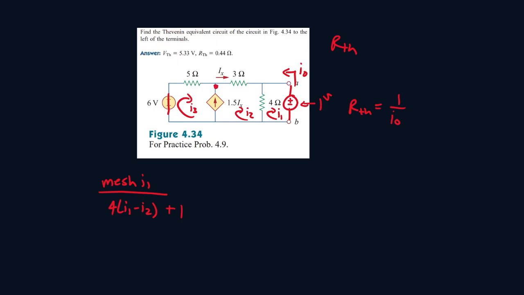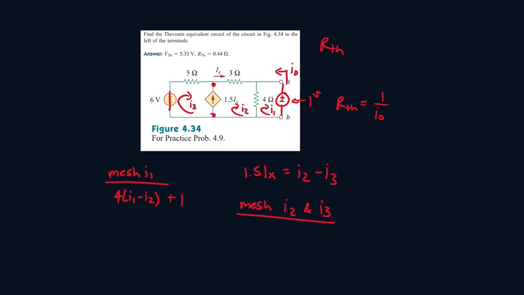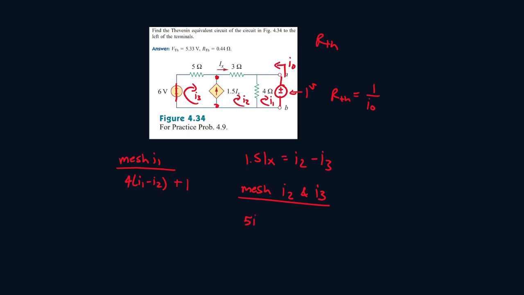We see that this source is between two reference nodes. So we're going to first write an equation. It's going to be 1.5 Ix is equal to I2 minus I3. Now we're going to ignore this portion and do a super mesh. So mesh I2 and I3. It'll be 5 I3 plus 3 I2 plus 4 I2 minus I1.